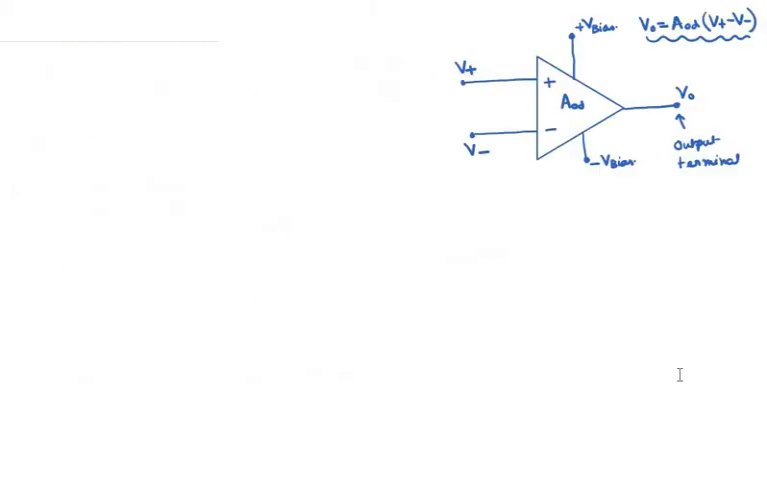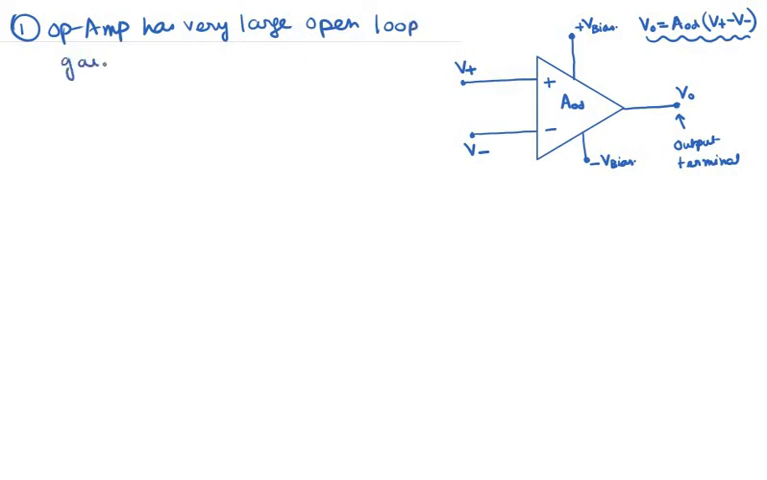Now, as I stated, an op amp has certain properties which make it very desirable for certain operations, and we will discuss the properties of the op amp one by one. The first property, which I have already discussed, is that the op amp has a very large open loop gain, and AOD tends to infinity.